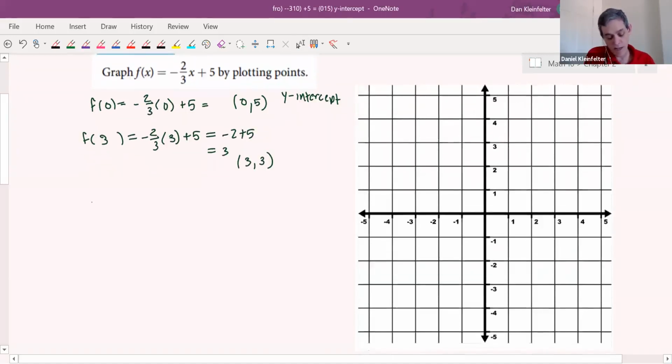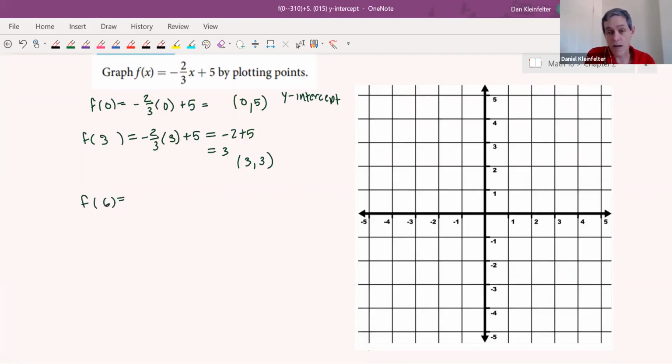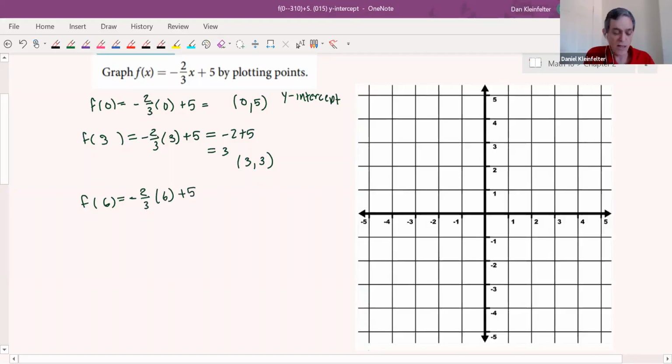Just for fun, let's go ahead and get another one. Let me take 6 also. It only takes 2 points to determine a line. Sometimes you may want to do a third point just as a check, to help me catch any possible calculation mistakes. Plus, to be honest, it was a little disconcerting that this turned out to be 3 for both the x and y coordinates, so I want one where it's not the same. Okay, so there's negative 2/3 times 6. That will be negative 4 plus 5, and that'll be 1.